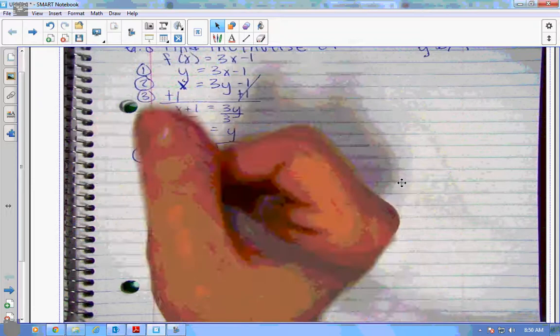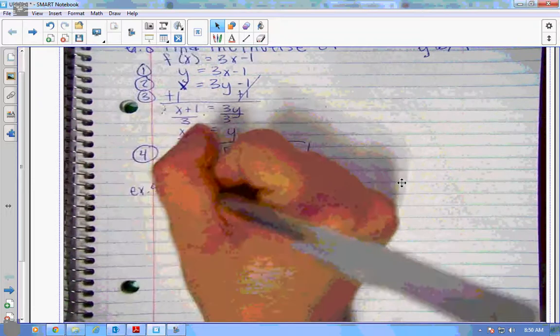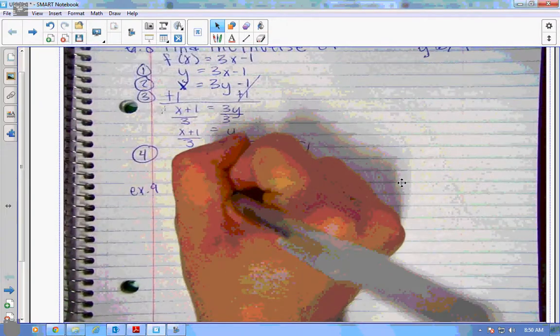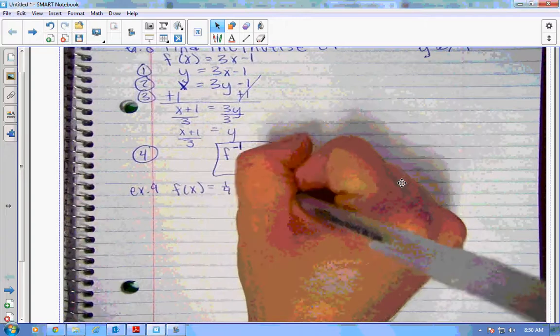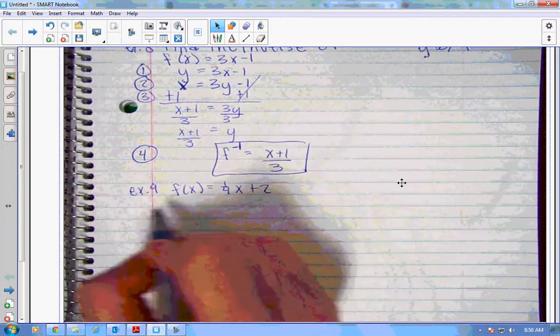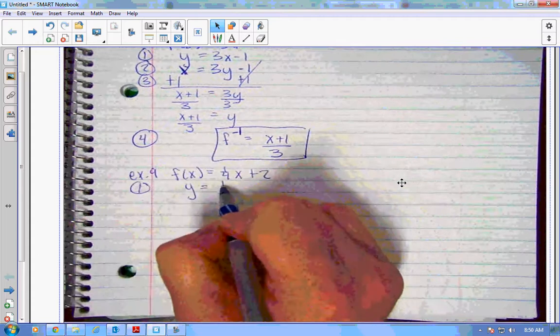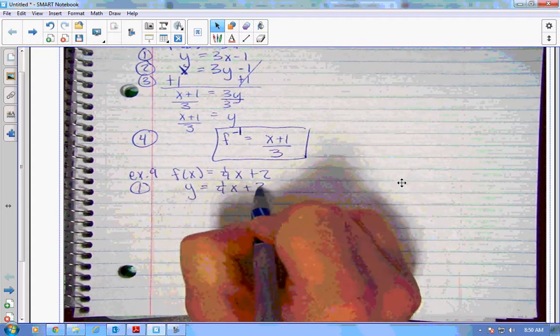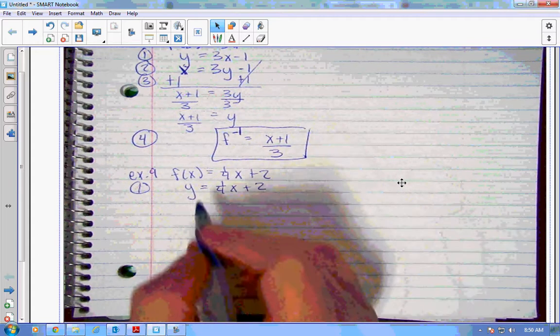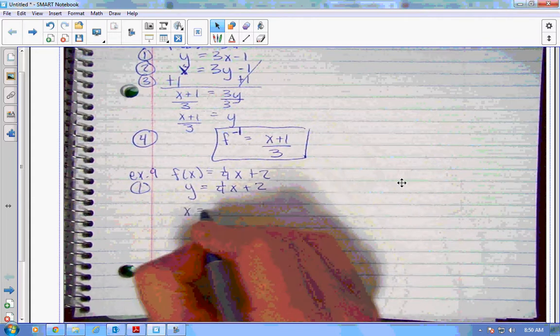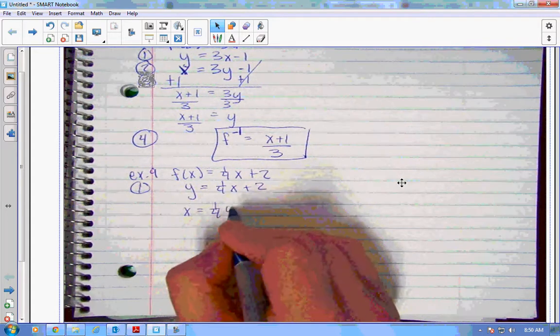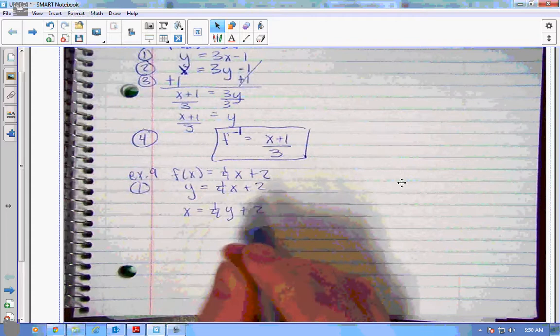Okay, let's do another one. Example 9, f of x equals 1/4 x plus 2. Again, step 1. Change the f of x to y equals 1/4 x plus 2. Switch x and y's. Instead of the y, I put x equals 1/4. Instead of the x, I put y plus 2. Make sure you switch both of them.